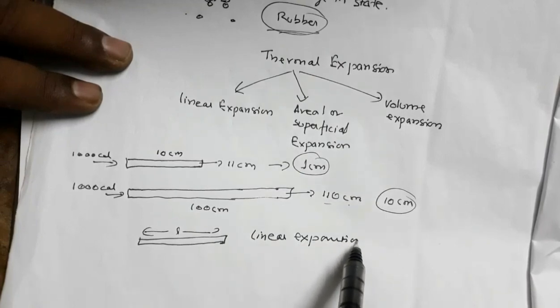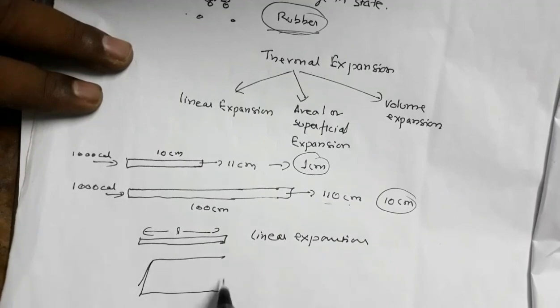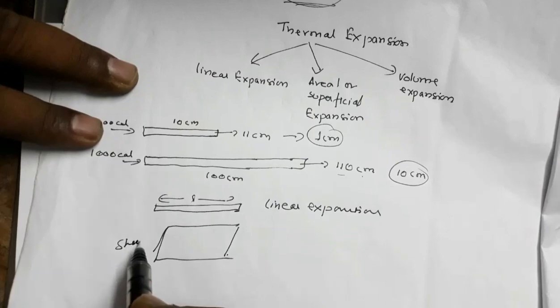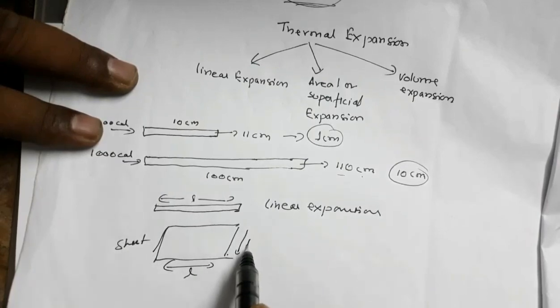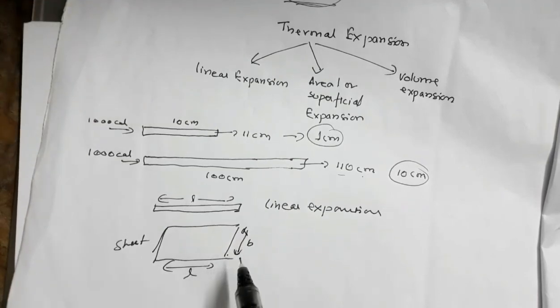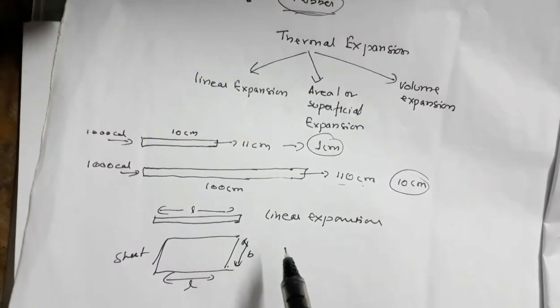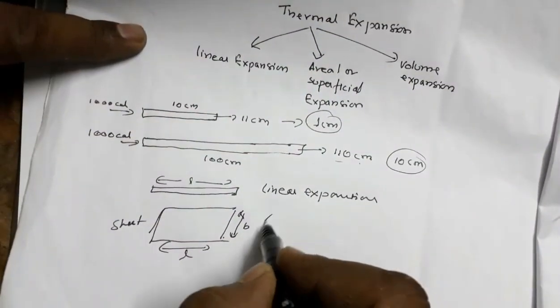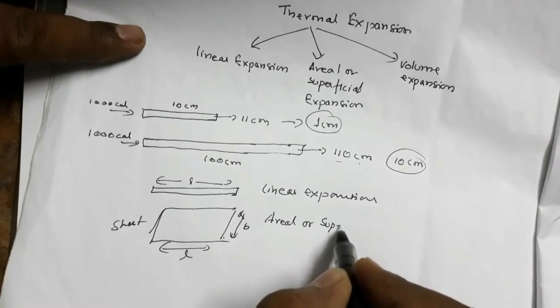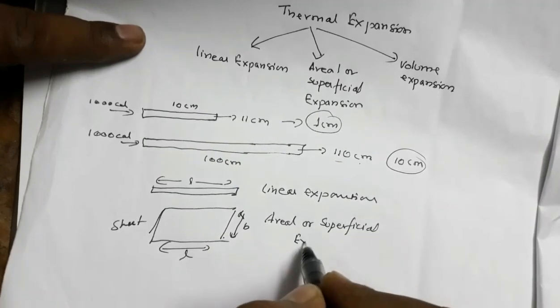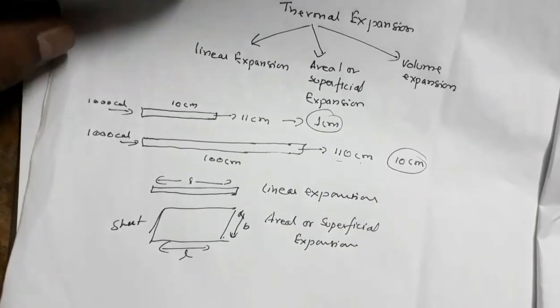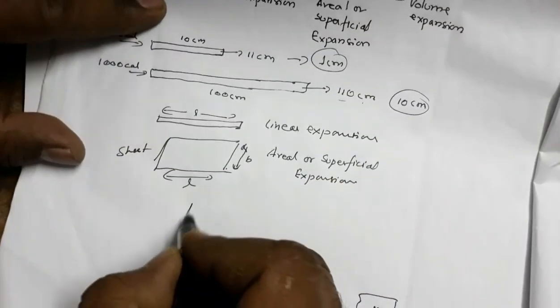Now suppose you have a metallic sheet. Suppose this is the length and this is the breadth. Now in this case there are two dimensions which are quite pronounced, but the third dimension, that is the thickness, is quite negligible. So when the heat is given, the increase in thickness will be quite negligible, but the increase in length and increase in breadth will be observable. So in this we need to consider the increase in area. So for this kind of thing we will study areal expansion, areal or superficial expansion. Areal expansion is also called superficial expansion. Now if you have an object of, say, cubical shape.